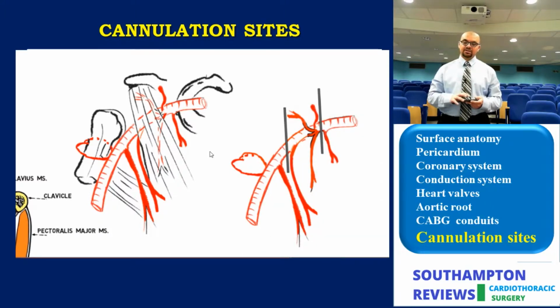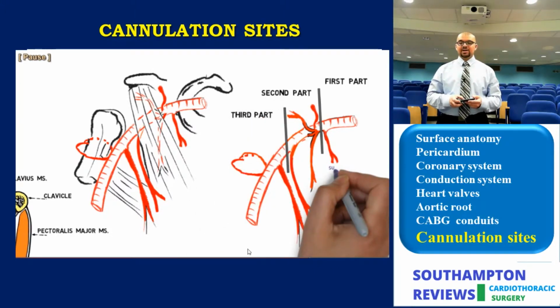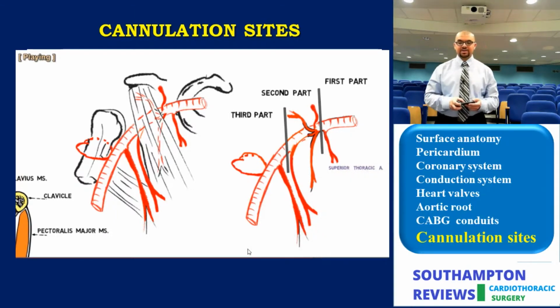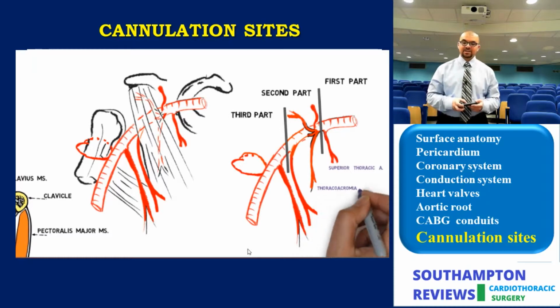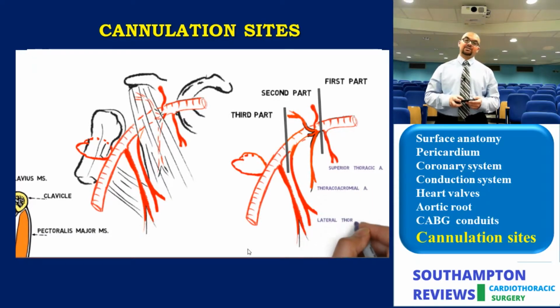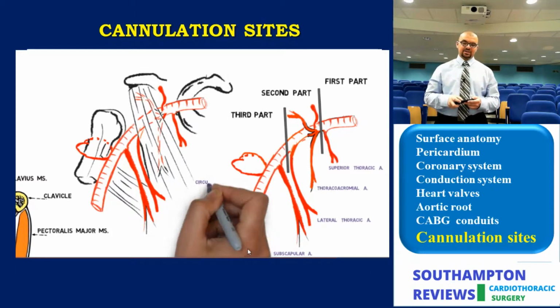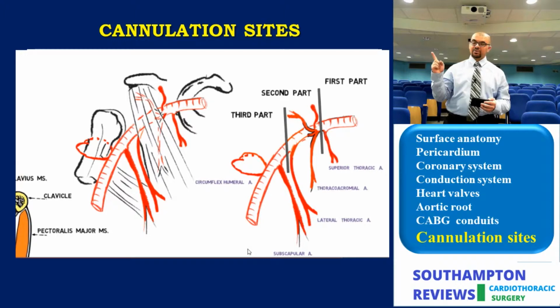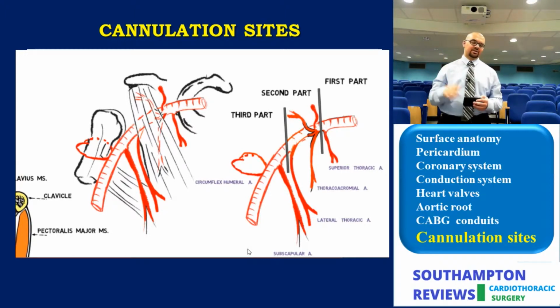As we said, the axillary artery is divided into three parts. Think about it that way. The answer is the first part, but let's see why. As you can see here, the first part gives one branch, that is the superior thoracic artery. The second part gives two branches, that is the thoracoacromial artery and the lateral thoracic artery. Then the third part gives three branches, that is the subscapular artery, circumflex humeral arteries. How convenient. First, one branch, second, two branches, third, three branches.